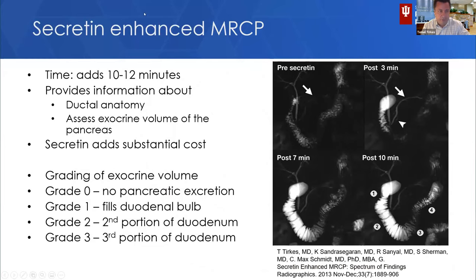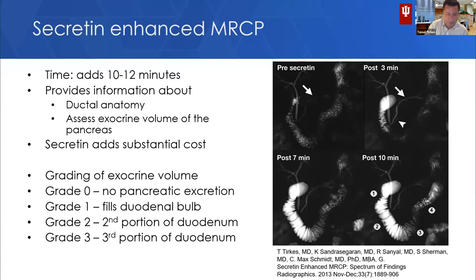Another thing that we give during the MRCP is secretin. As you can see in the pre-secretin and post-secretin images, the pancreatic duct diameter significantly increases if you give secretin. This increases our diagnostic performance and gives us better diagnosis. In addition, the pancreas secretes a lot of fluid due to the effect of secretin, and we can assess the exocrine volume of the pancreas as well. The exocrine fluid is decreased in patients with severe chronic pancreatitis.